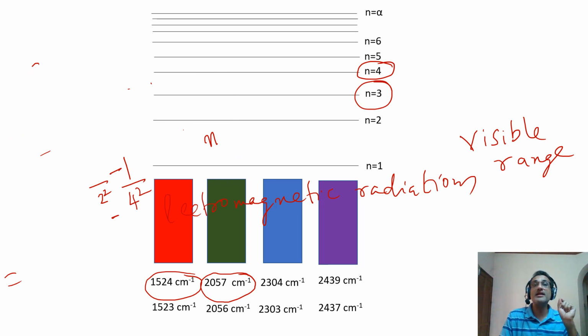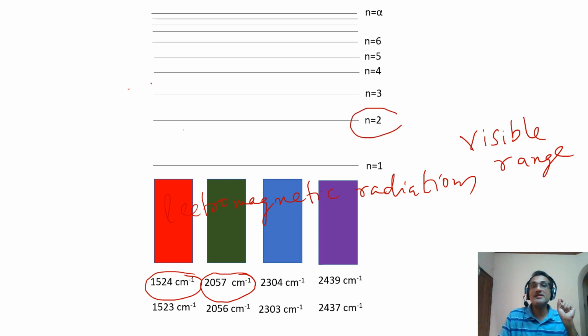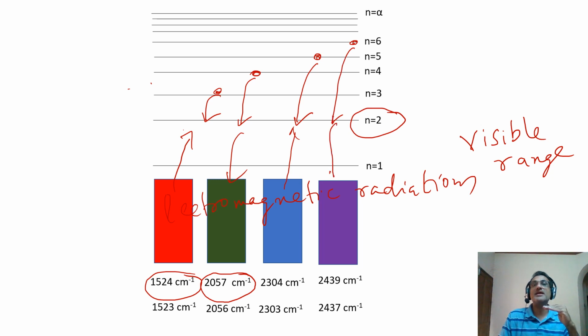So what's happening over here, if we analyze, we can see that we are taking the second orbit as the basic orbit. So when an excited electron falls from 3 to 2, red light is emitted. When it falls from 4 to 2, green light is emitted. When it falls from 5 to 2, blue light is emitted. When it falls from 6 to 2, the violet color is emitted.